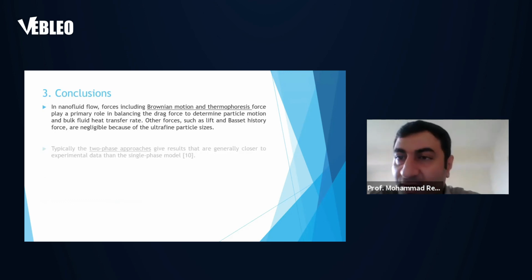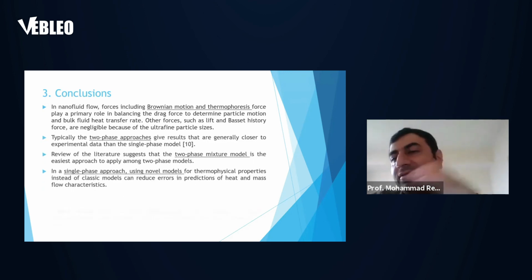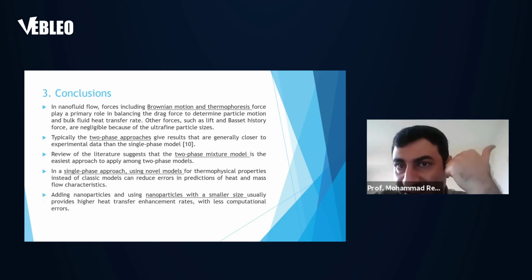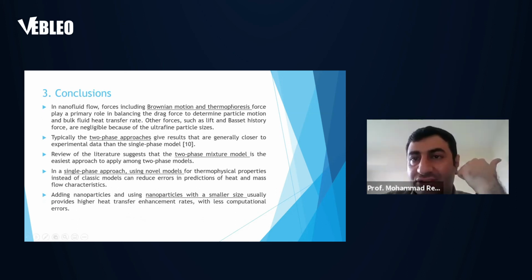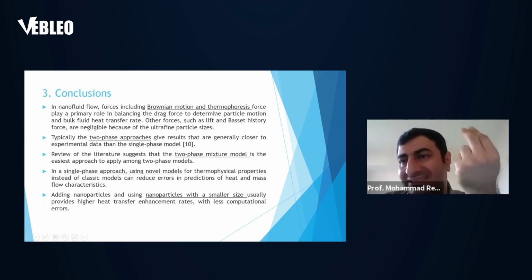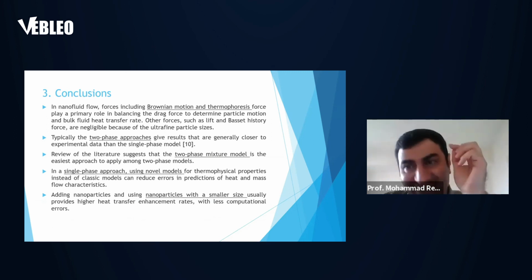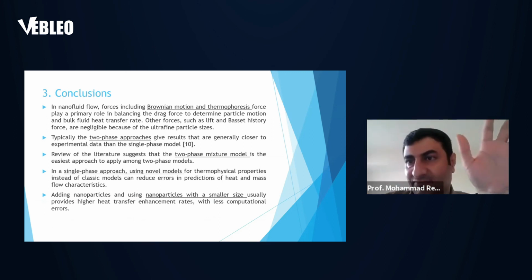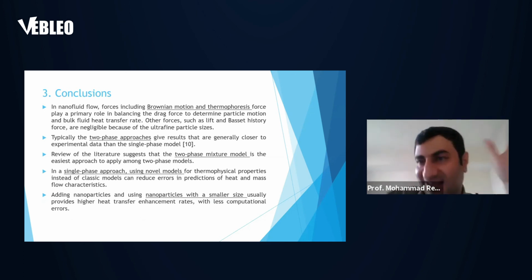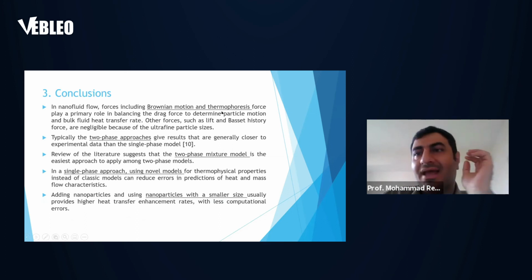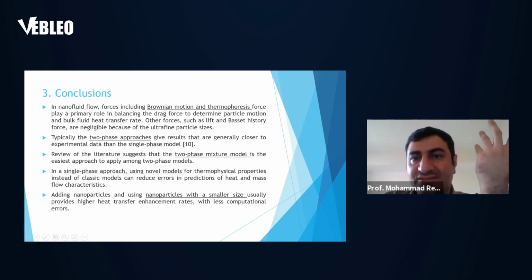Okay, because we don't have much time, I go for conclusion. The first thing we should consider for our modeling: Brownian motion and thermophoresis are two forces that are very important in nanofluid modeling that most of the single phase models do not consider. So please remember this. The second thing is that normally multi-phase modeling gives you better results compared to single phase because they consider Brownian motion and thermophoresis. And between all the multi-phase models, the two-phase mixture model is the best model that you can use.